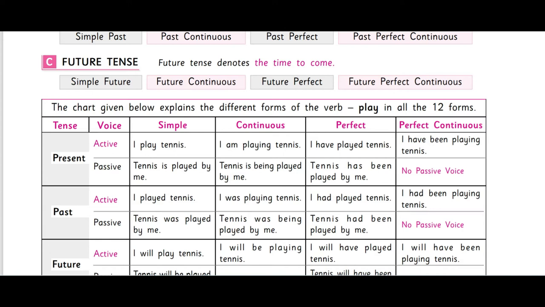Okay, perfect. Next is the past perfect tense. I had played tennis. What is the form? How do we convert it? Object plus had plus been plus V3 plus subject. So that is: tennis had been played by me. Okay, that's fine. Next is past perfect continuous.